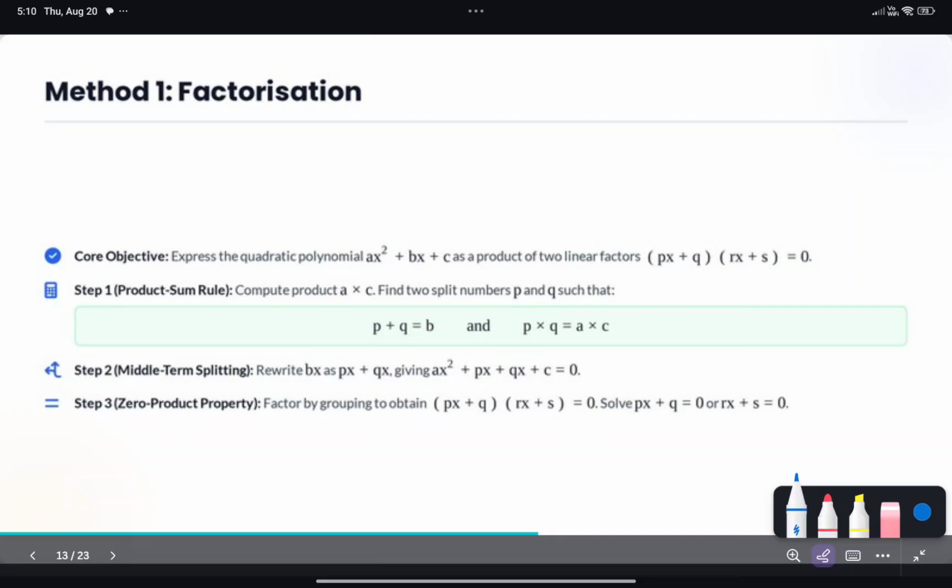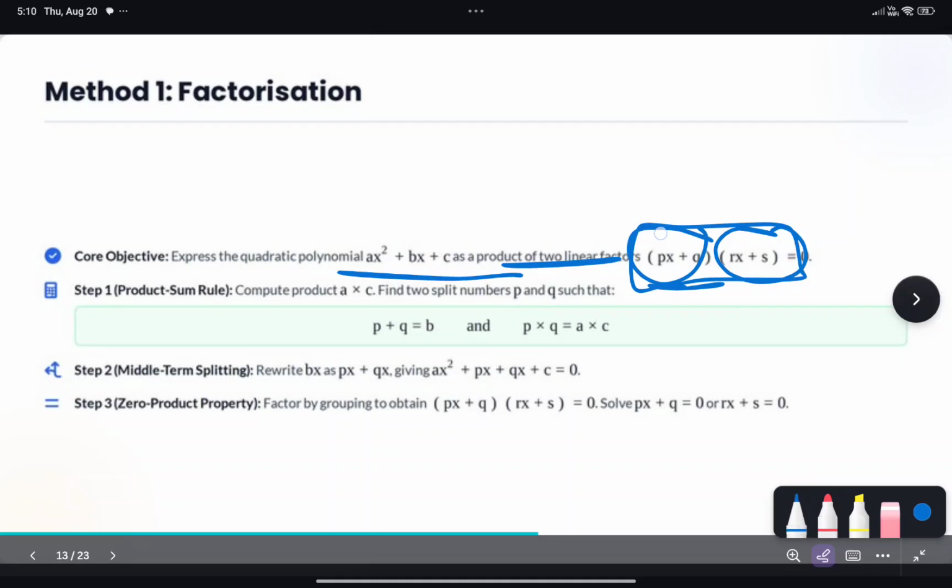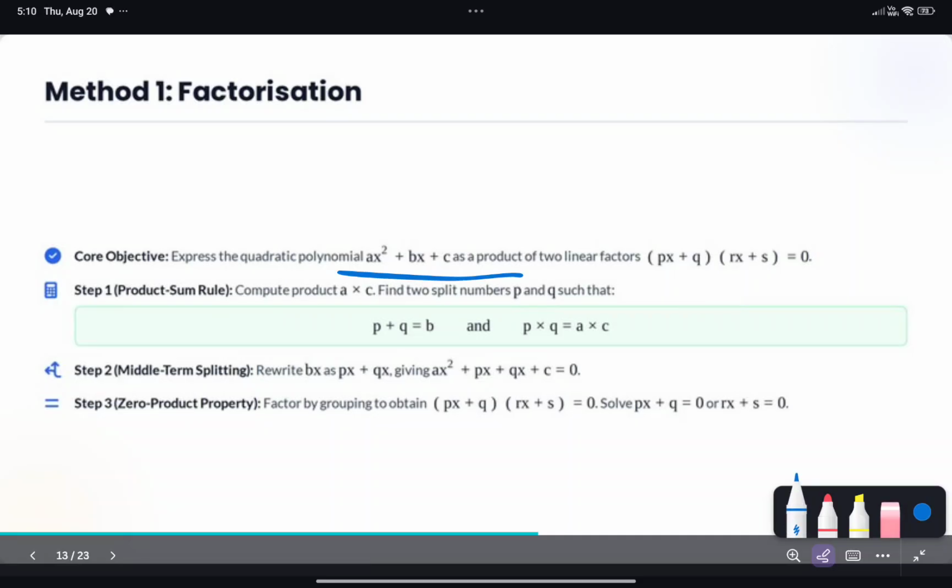Factorization method. We know. Core objective: express the quadratic polynomial ax square plus bx plus c as a product of two linear factors. We can write it as a product of two linear factors. This is one linear factor, and this is one more linear factor. We have to write it as a product of two linear factors.